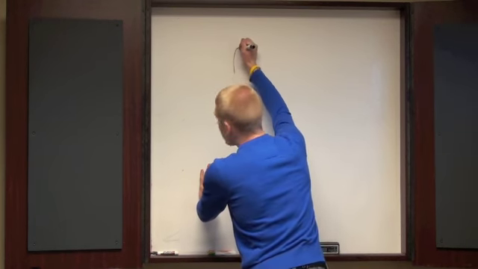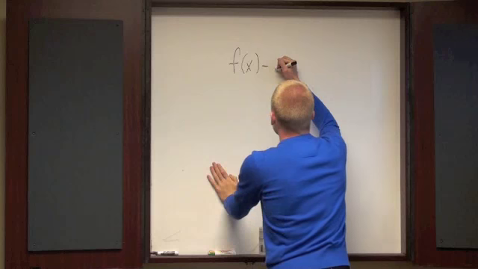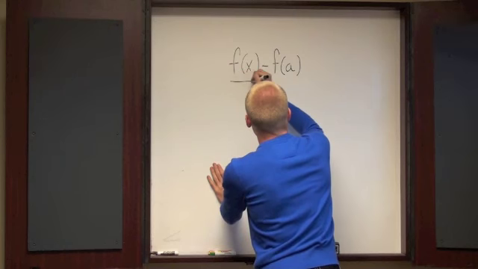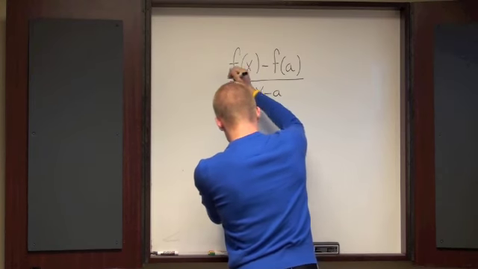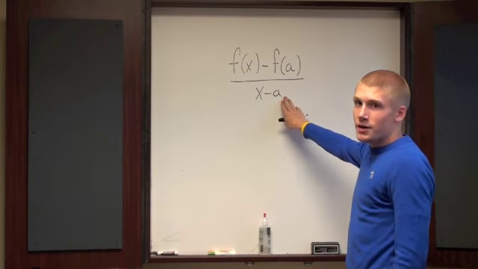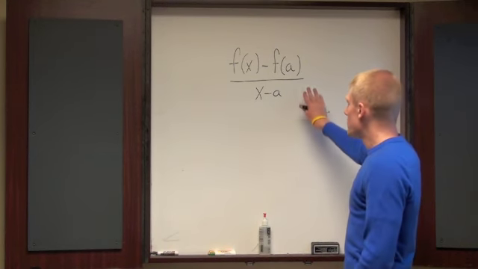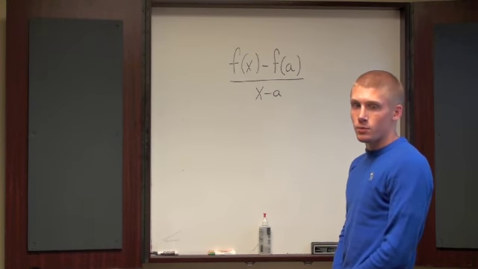you have f of x minus f of a, all over x minus a. This equation right here is like the Holy Grail. This is the equation you need to have down to be able to complete this chapter 3.2.